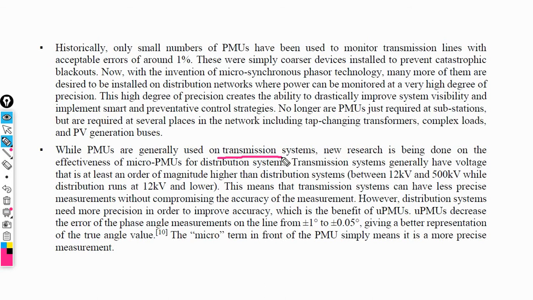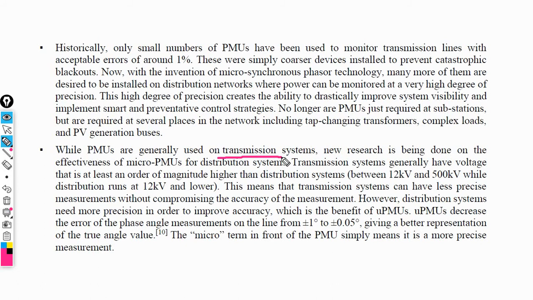That means we require accurate measurement in the phase measurement unit system, and we also need a precision value of the voltage, because precision value means we require an accurate value to improve the accuracy of the phase measurement unit.